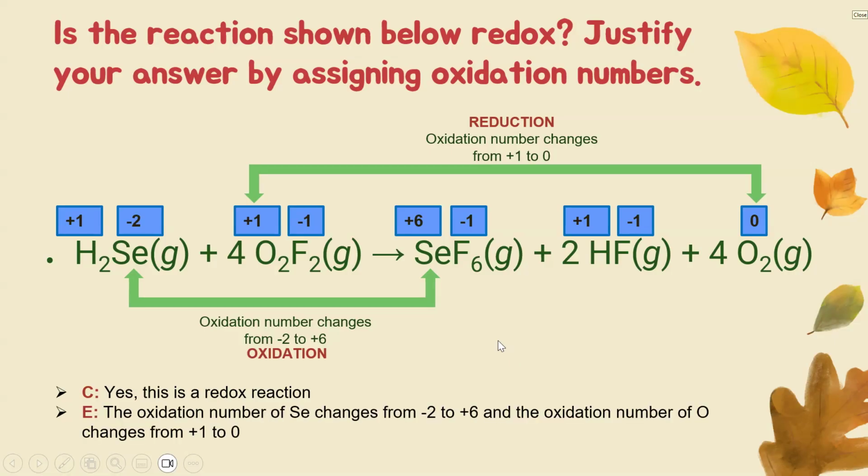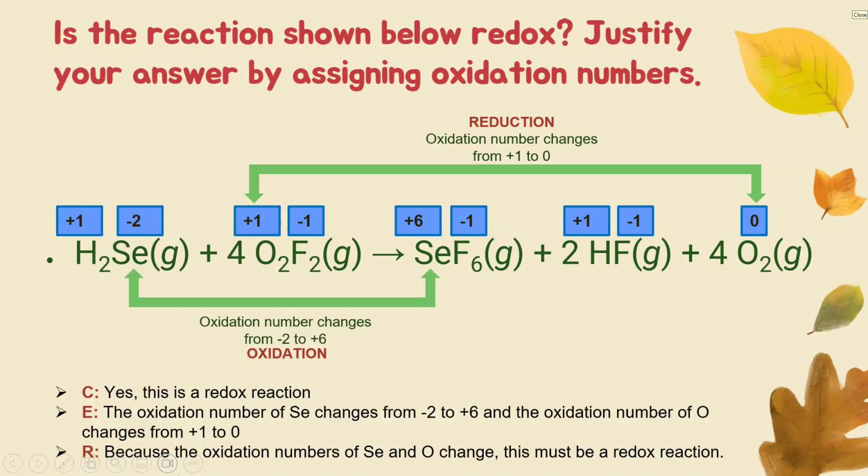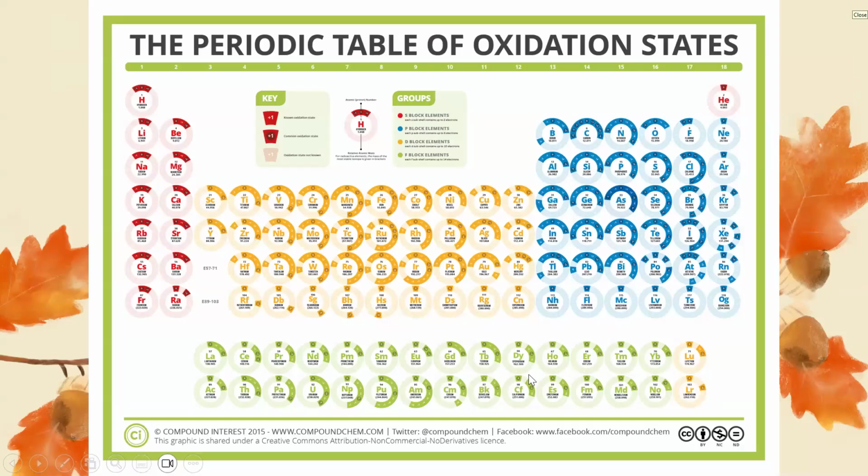We're going to do a CER. Evidence: if you are asked to justify if it is a redox reaction, your evidence will always be oxidation numbers. So the oxidation number for selenium changes from -2 to +6. The oxidation number of oxygen changes from +1 to 0. And so our reasoning is, because the oxidation numbers of selenium and oxygen change, this must be redox. If you're asked to identify specifically which side is undergoing oxidation and which is undergoing reduction, you can do that as well. That would make it an extra strong answer.